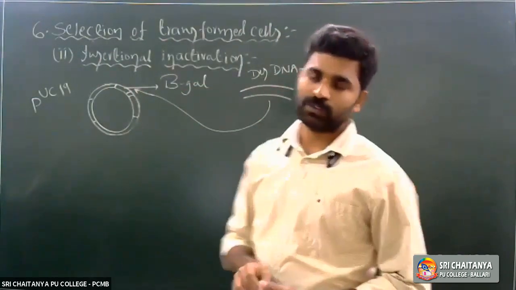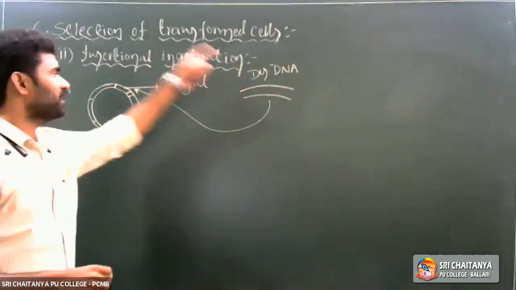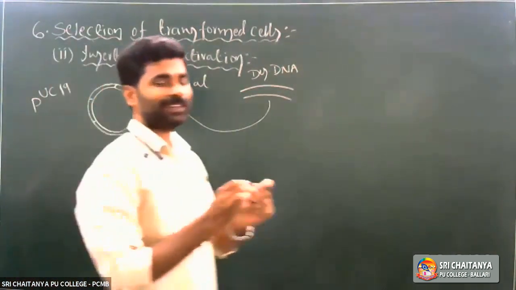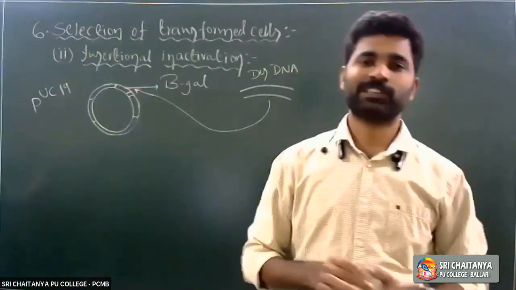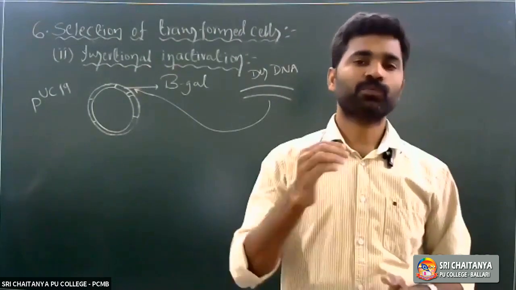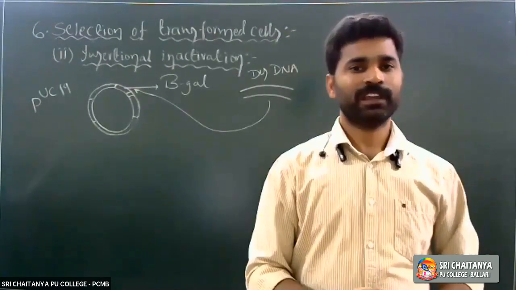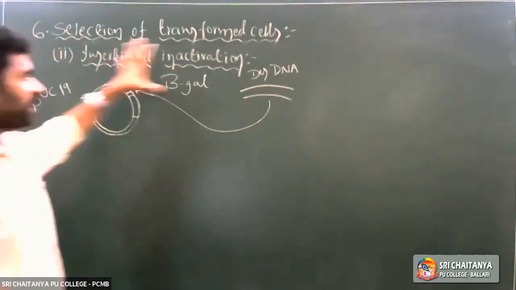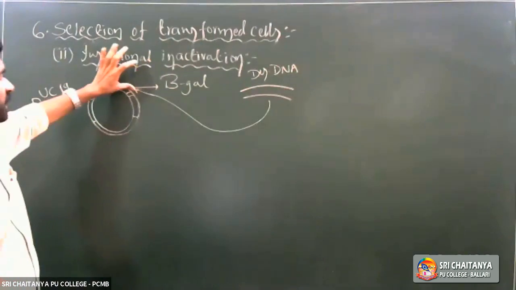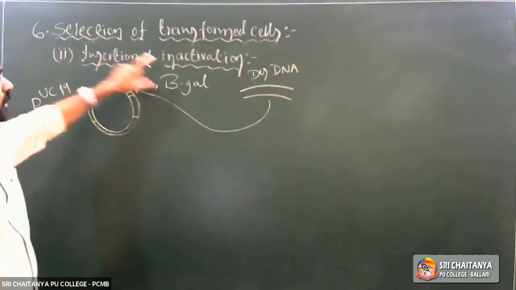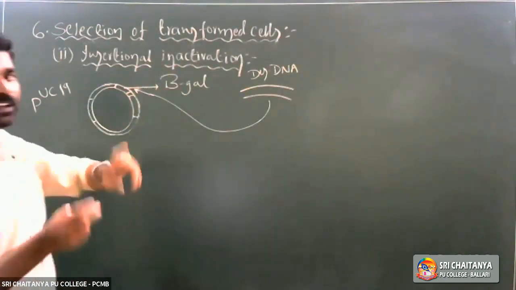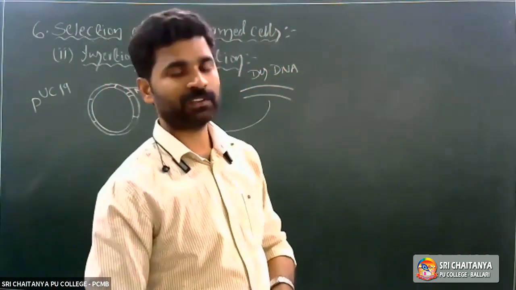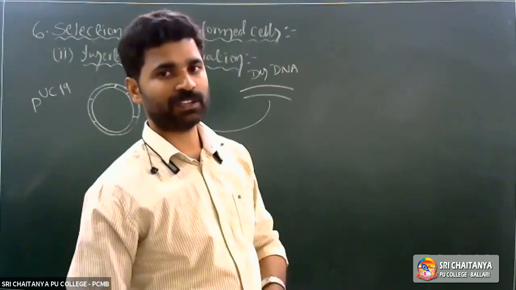When we insert the desirable DNA at the place of the B-Gal sequence, the beta galactosidase enzyme sequence is completely inactivated. So we call it insertional inactivation. Is it clear? Whenever desirable DNA is inserted into the pUC19 vector at the place of the B-Gal sequence, the beta galactosidase enzyme sequence is completely inactivated, and we call it the insertional inactivation method, right?